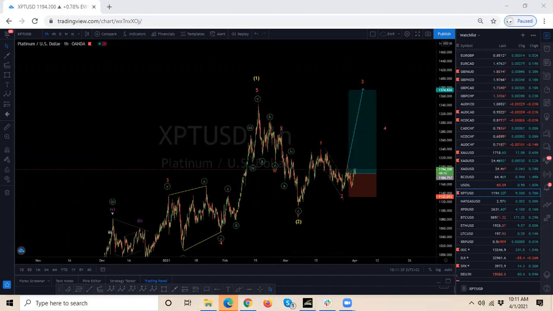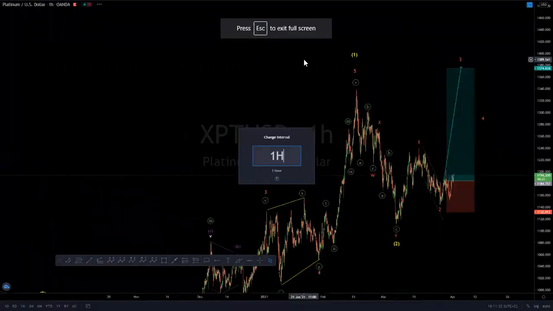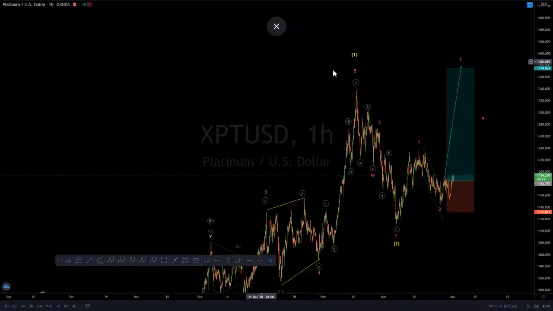If I zoom down here, this is more of a corrective structure. You'll see it. Let me just go on a 1 hour. Let me go on a full screen and then go on a 1 hour. Oh, this is 1 hour. Okay. Let me just zoom in there.